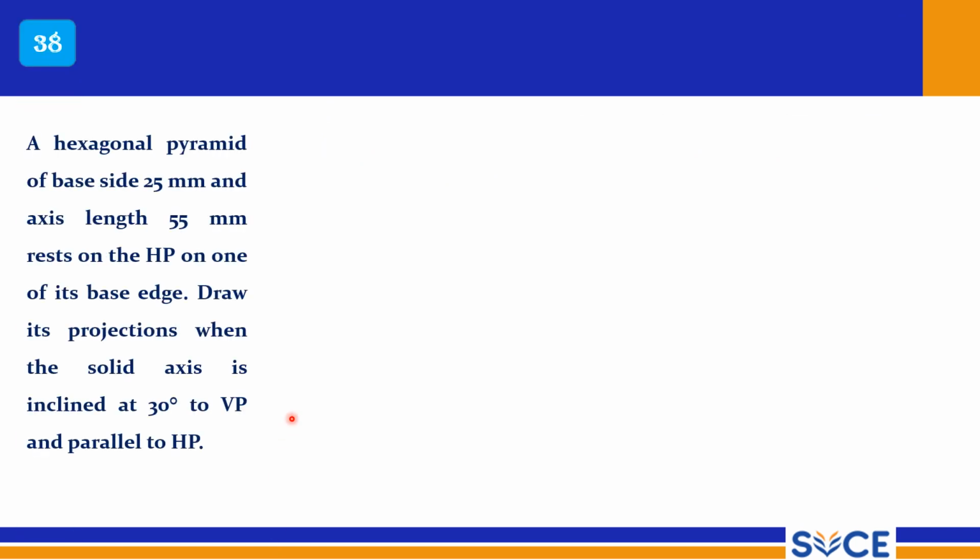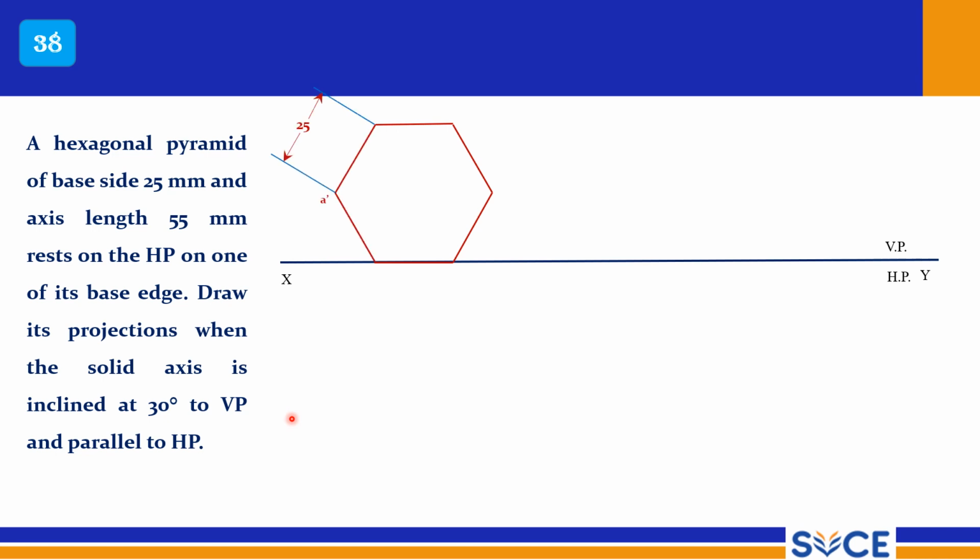So the next problem is the 38th problem. A hexagonal pyramid of base side 25 mm and axis length 55 mm rests on the HP on one of its base edges. Draw its projections when the solid axis is inclined at 30 degrees to VP and parallel to HP. It is also a very similar problem, but the only difference is that it is a hexagonal pyramid. I will rush through the steps.